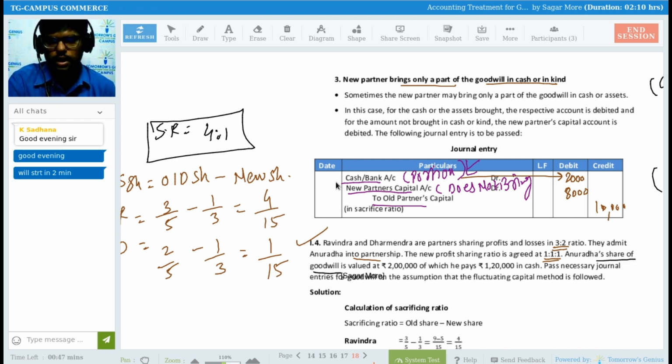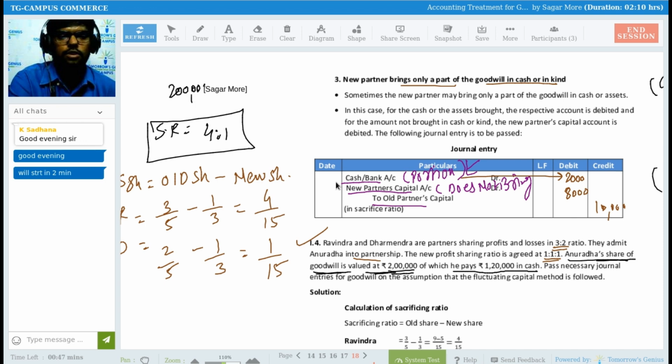Anuradha's share of goodwill is valued at rupees 2 lakh. It is clearly mentioned. Means she is supposed to bring 2 lakh rupees into the business, of which she pays only 1,20,000 in cash. Out of that, how much does she bring? She is able to bring only 1,20,000 rupees into the business. So 80,000 she is unable to bring.